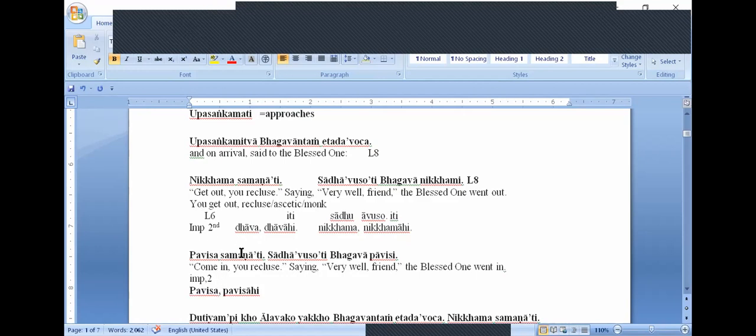Pavisa samana. Come in, recluse. Then the Buddha says, sadu avuso ti bhagava pavisi. Now you can notice this is pavisi already. This is a past tense. This one, pavisa, is an imperative. Like nikkhama is an imperative, you get out. Nikkhami is a past tense. So it's the same thing, and you can see how the grammar is working here.